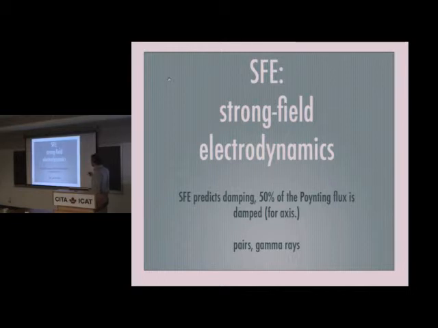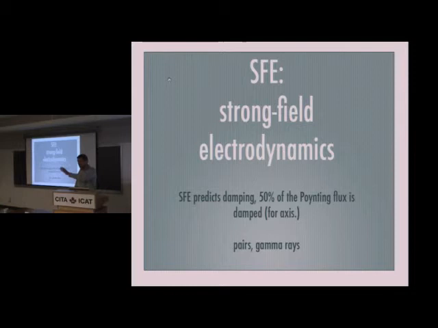Some generalization of post-force-free electrodynamics, strong field electrodynamics. The result of it is that for an axisymmetric pulsar, 50% of the Poynting flux is in fact damped. This damping occurs in the vicinity of the light cylinder, and it turns out this damping must go into pairs and into gamma rays, dividing 50%, say, by 3 between pair acceleration and gamma rays or whatever. I get 10%, which is roughly what I need.